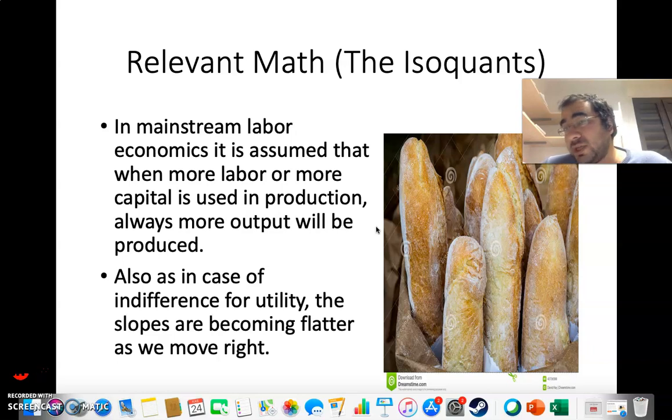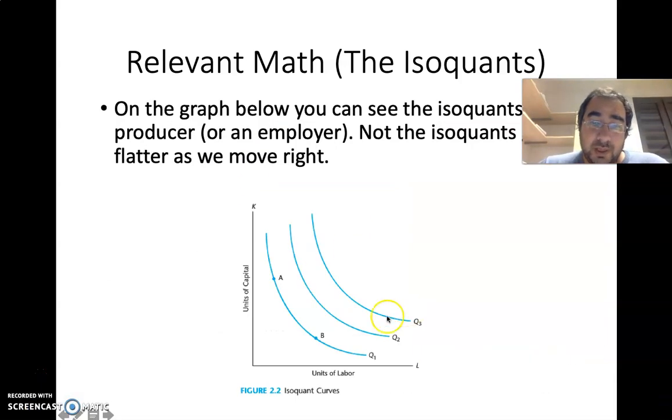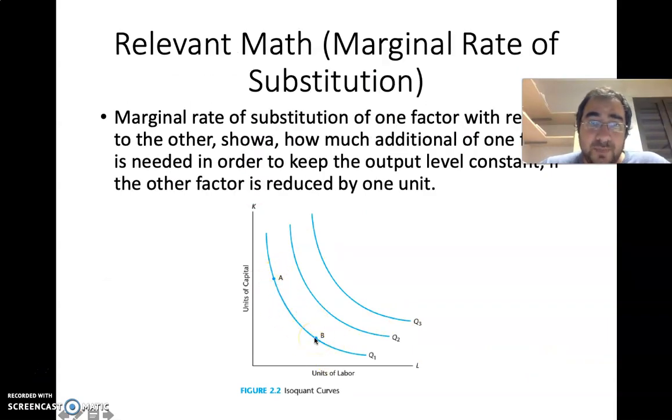Of course, nothing will change if you had capital on the x-axis. Again, it would get flatter as you increase the capital in this case. Remember, on an isoquant the quantity was constant, so slope is basically equal to the minus amount of capital you need to add to replace 1 unit of labor. That gives you the slope when you have labor on the x-axis. So these are the isoquants. On A and B, the quantity that is produced is the same.